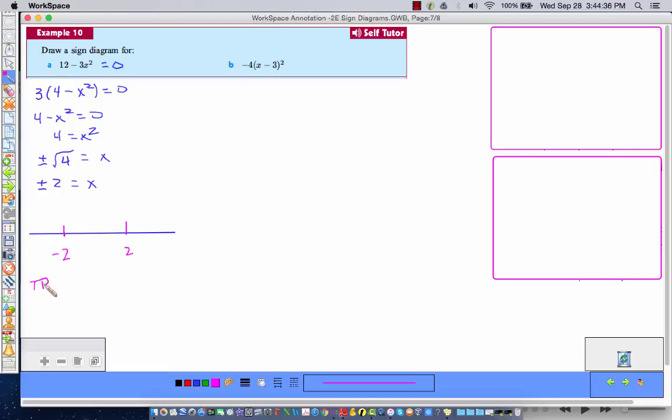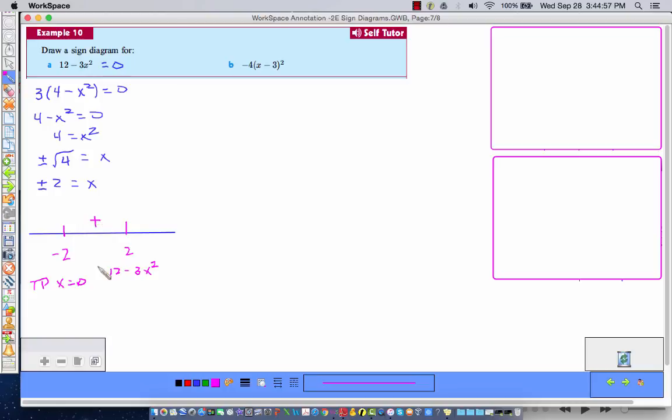So my first test point will be x equals 0. And I'm going to go ahead and use the original function. That's going to be the easiest part. And I'll just put that up here. The original function is 12 minus 3x squared. And with 0, it's very easy. 0 squared is 0 times 3 is 0. So I'm just left with a positive 12.